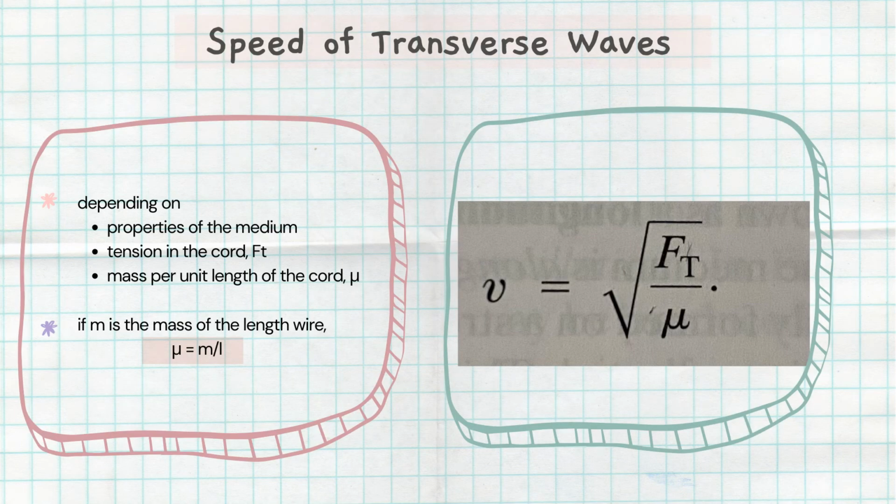The speed of a wave depends on the properties of the medium in which it travels. The speed of a transverse wave on a stretched string or cord, for example, depends on the tension in the cord, F_T, and on the mass per unit length of the cord, mu. If m is the mass of a length L of wire, mu is equal to m over L. For a wave of small amplitude, the wave speed is described as v equal to the square root of F_T over mu.